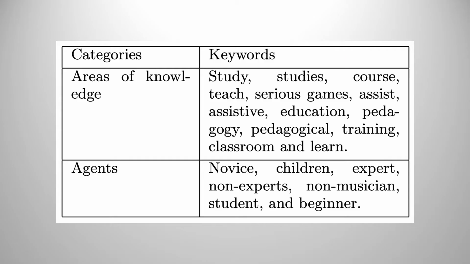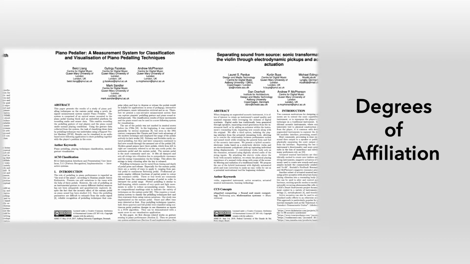To design this catalog, we identify and select the DMIs for education using a twofold method. For the first phase, we identified the papers including one or more keywords relevant to the practice of education. This table lists the entire set of keywords adapted in the search process, which will be split into two categories, areas of knowledge and agents. We compiled over 100 DMIs.